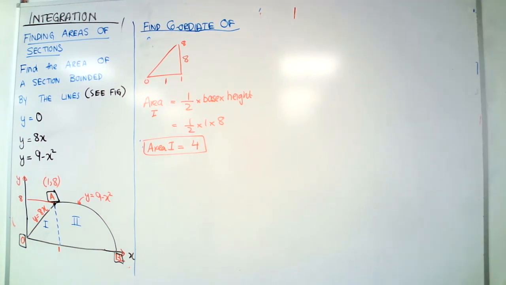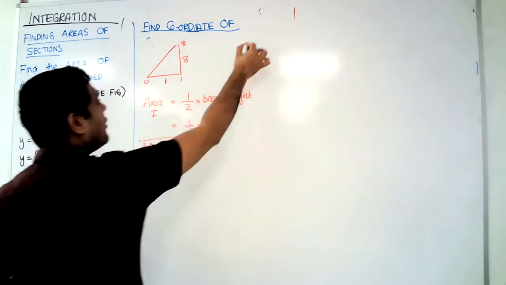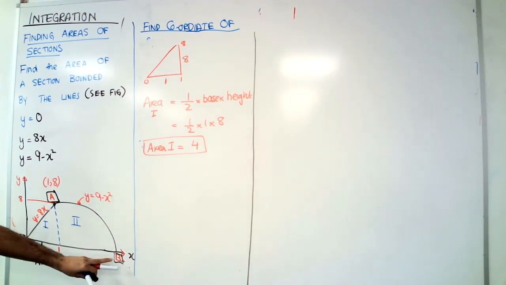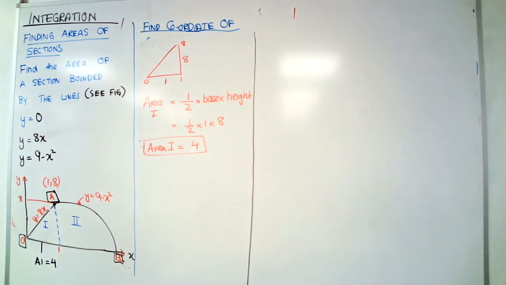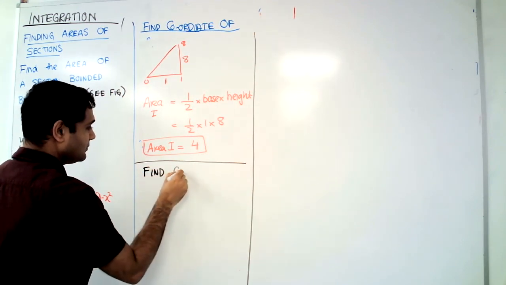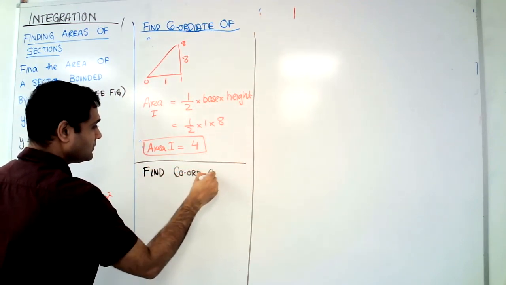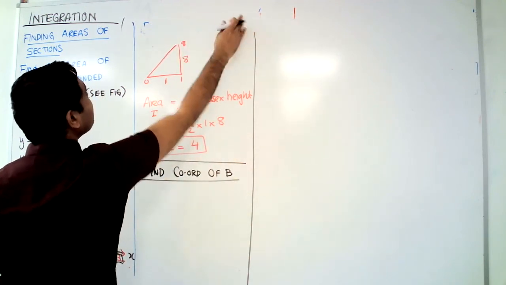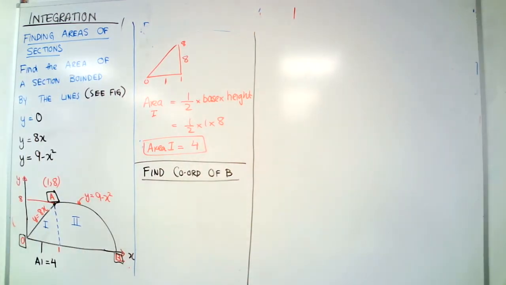Now I need to find out the area for the 2. So let's write this one down. This is A1, call it A1. And I say that's 4. Now I need to find the area for the other bit. Now the other bit, the limits start from here and end here. I do not have the coordinates of the point P. So we need to find out the coordinates of the point P.